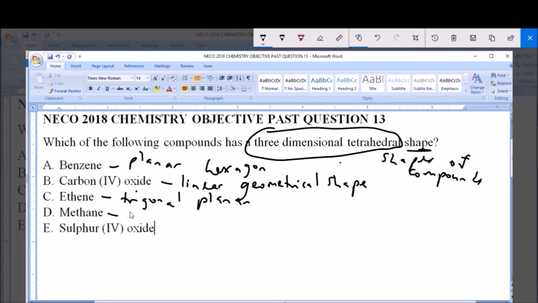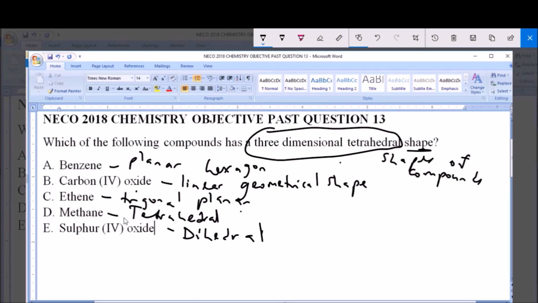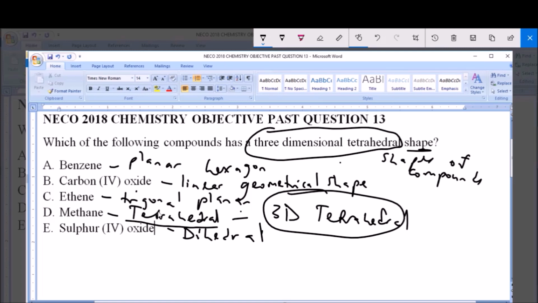Methane is tetrahedral in shape. And then sulfur 4 oxide is dihedral in shape. So from the four options we have looked at, we have established that methane is tetrahedral. So this, in more detail, you can say it is three-dimensional tetrahedral in shape. So this is the shape of methane. Methane, option D, has a three-dimensional tetrahedral shape and is the correct answer to this question.